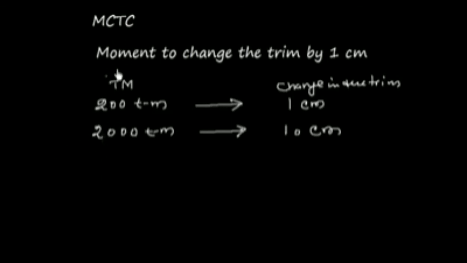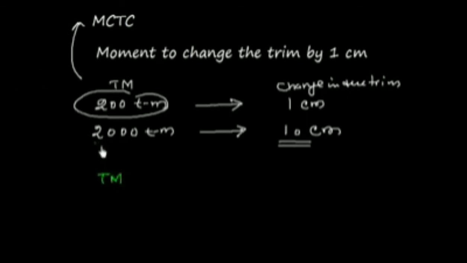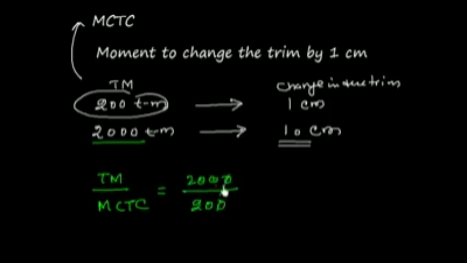But this is a very useful quantity. If I say how I am getting this 10 centimeter, well, this quantity is MCTC. If I divide this trimming moment, which is 2000, by MCTC, which is 200, I get 10 centimeter, which is the trim cost. And this is a pretty useful relationship. Let me put it this way again.